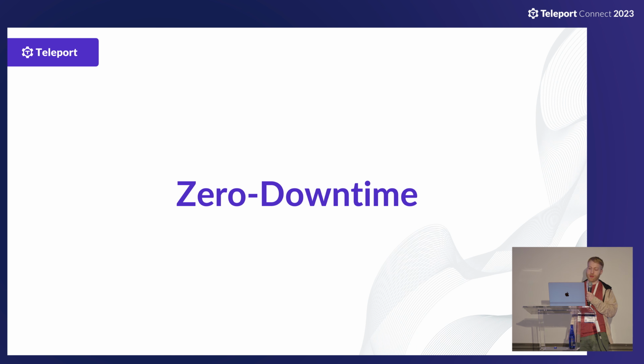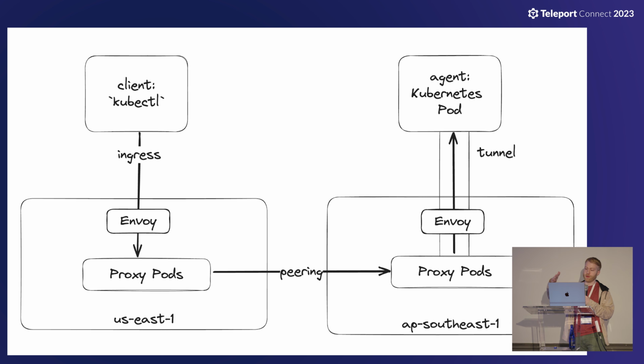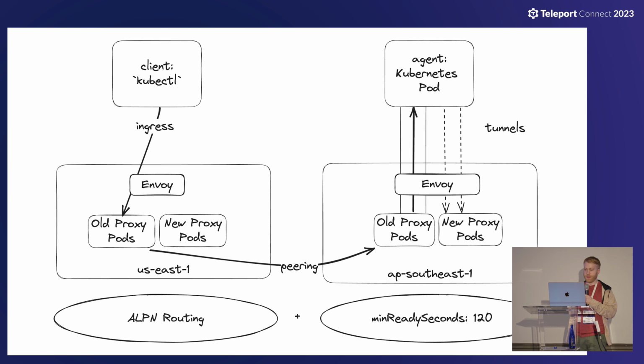And so how do we do zero downtime on top of this infrastructure? Coming back to that same diagram, as I mentioned, we run Envoy inside of each cluster, behind the AWS NLBs. When we want to do an upgrade of Teleport, so roll out a new version without reducing availability of the platform, we spin up new proxy pods in each region.